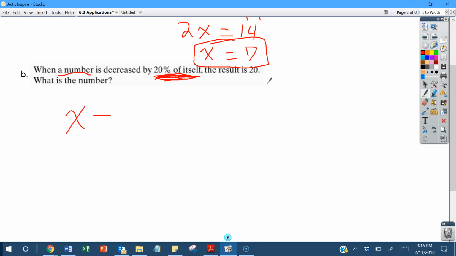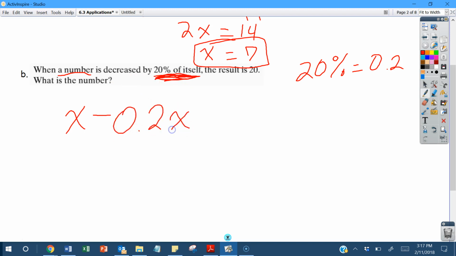So you may have done this before. When we want to talk about 20% of a number, first we have to convert that 20% to a decimal. So 20% is equal to 0.2. We just move the decimal over 2 places. We get 0.2. 20% of a number is 0.2 times that number. Okay, so this is going to be 20% of itself, which is that number, 20% of x, or 0.2 times x. So now that I've written it, let me read it again. A number, x, is decreased by 20% of itself. So 0.2 times that will give you 20% of it.